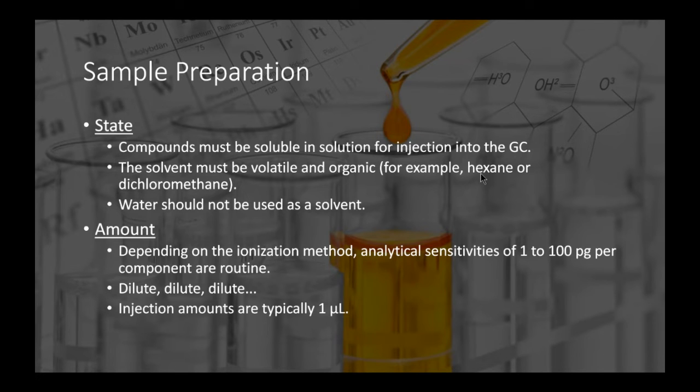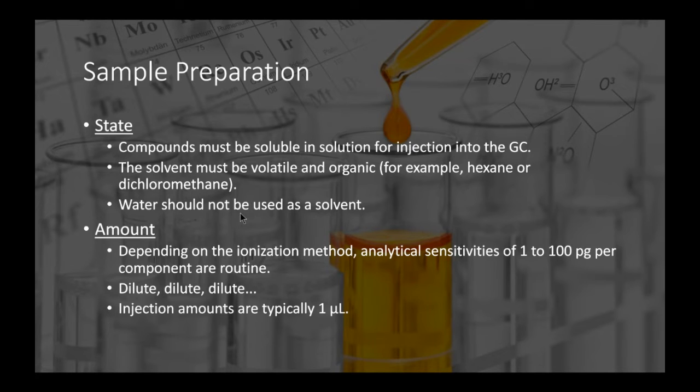Hexane, if you will note, is a non-polar solvent, while dichloromethane is a polar solvent. The key, however, is that water, being polar, should not be used as a solvent. Water is a no-no in GC. That's because water's boiling point is 100 degrees, and if you were to inject it on the GC column, it would actually crash out as a liquid.